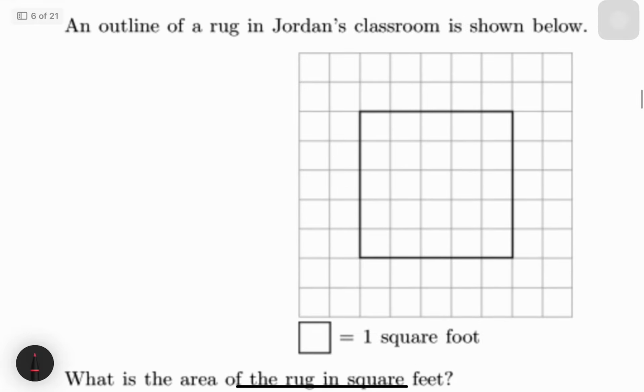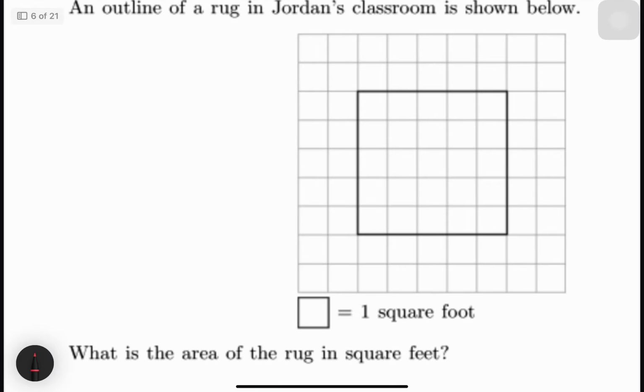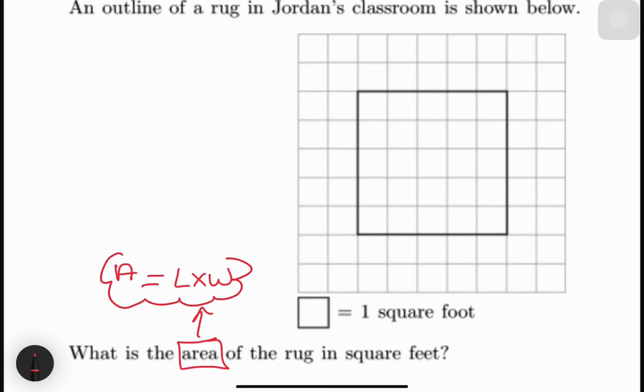Okay, it says an outline of a rug in Jordan's classroom is shown below. What is the area of the rug in square feet? All right, so with a question like this, you do have a keyword here, and that's area. If you remember our area formula, this is the distance inside a shape. So you are essentially just multiplying the length times the width. All right, so this is our area formula, length times width.